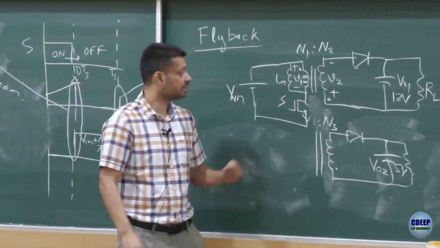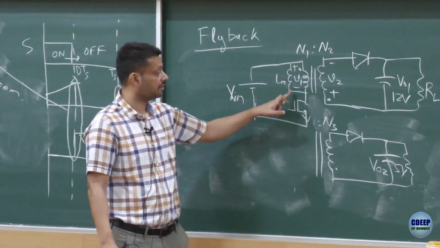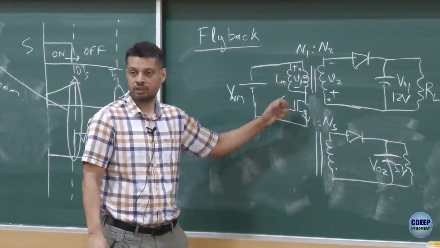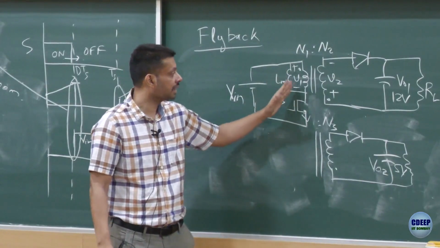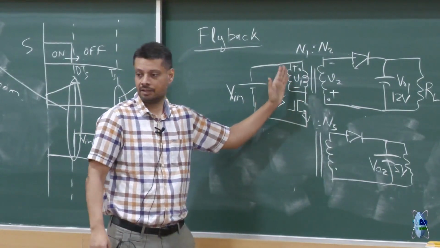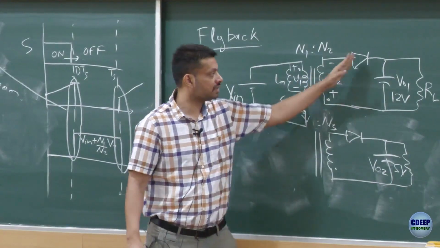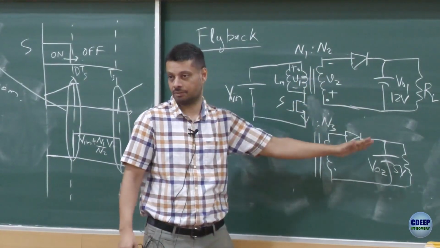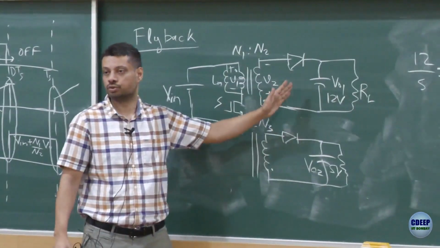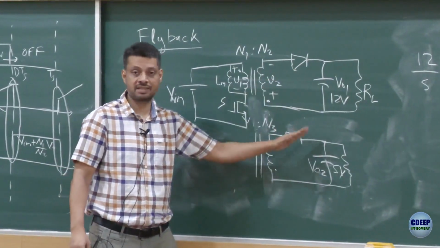How would it work is, when the switch is on, you would still have a current flowing in the inductor. When the switch is off, now the question is, will the current still circulate in the primary? On the secondary, the current has two options, it can flow through this diode or it can flow through this diode. Which one would it choose? Will it choose this diode or will it choose this diode?